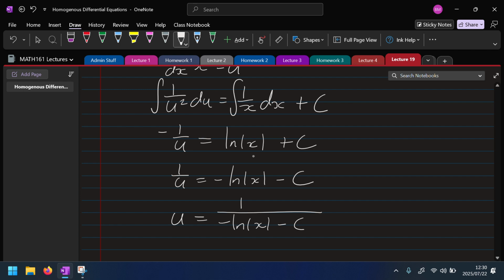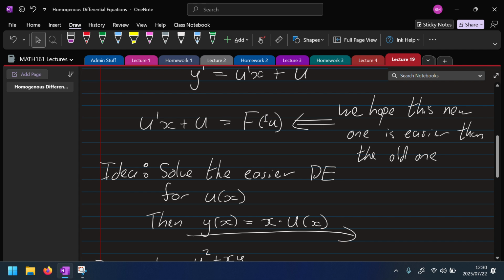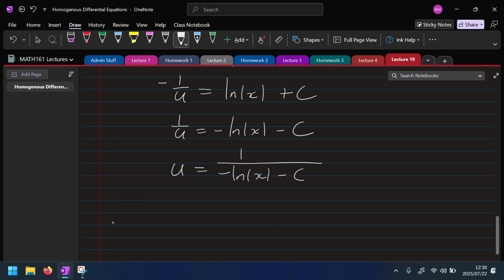Now we don't want u, we want y. So if we go back up a little bit here, y is going to be x times whatever we had for u. So finally, we can write down y of x. That will be x times what we have above. So that will be x over minus the natural log of x minus c.